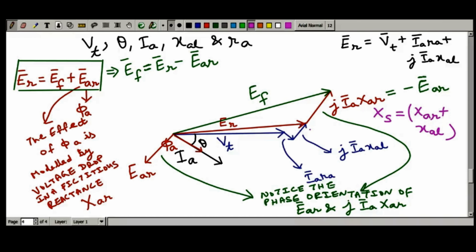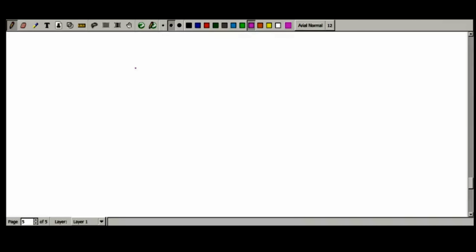So then we can again simply draw this in a neat way. Now this time we will not draw EAR and phi A and all those things. Let me draw this phasor diagram only once again, taking into account that the sum of XAL and XAR is known as what? XS. XS means the synchronous reactance. So let me draw it once more.